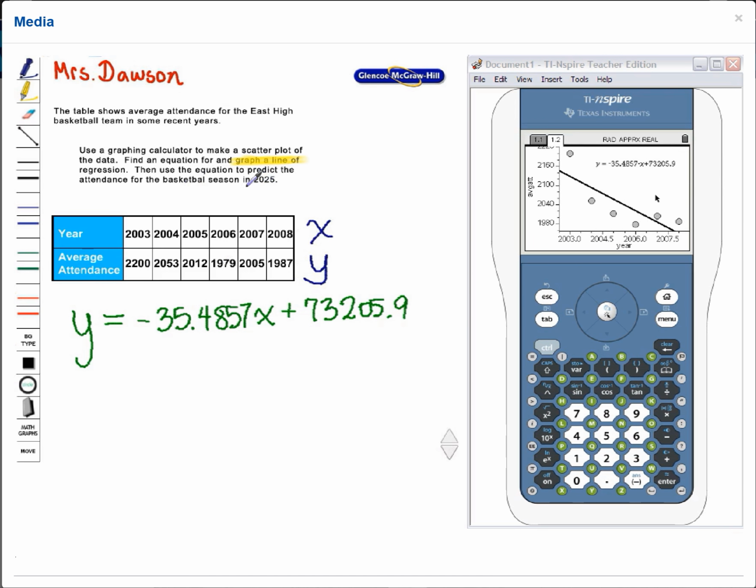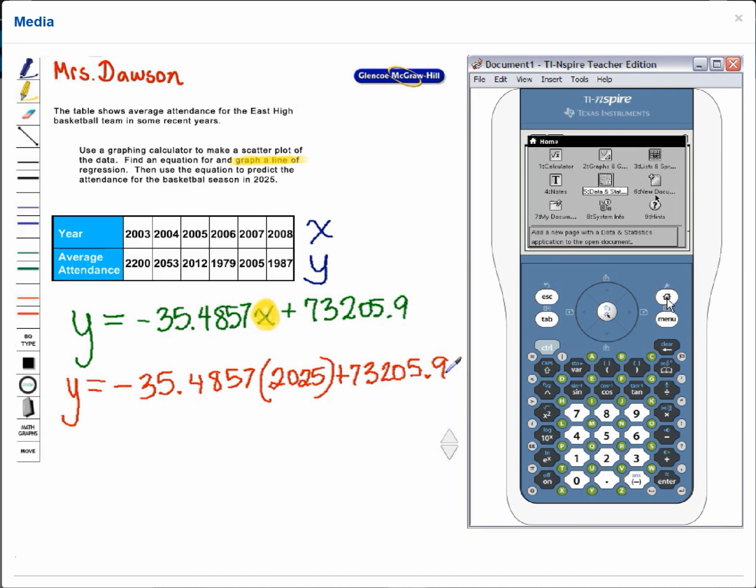So if we would like to use the equation to predict the attendance for the season 2025, then 2025 will be substituted in for x. Y, or the average attendance, is negative 35.4857 times 2025 plus 73,205.9. And we'll just go to the home screen to evaluate.